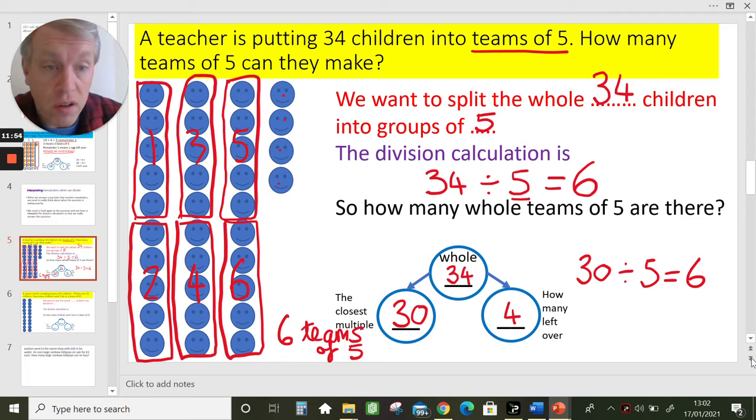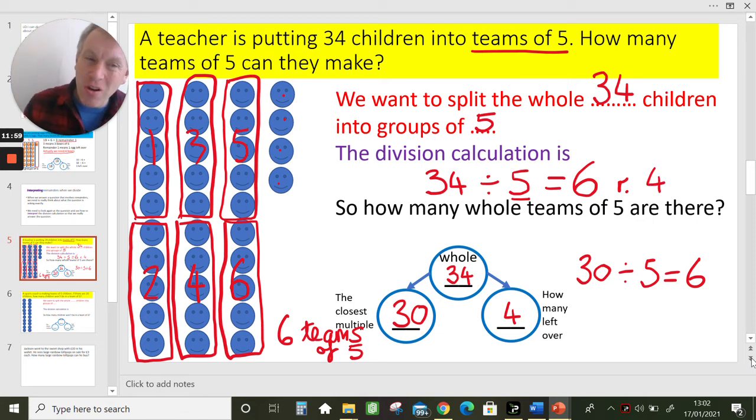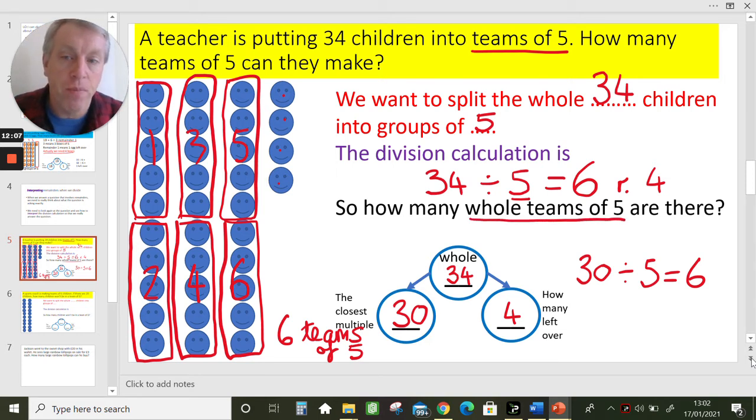But how many left over? 6, remainder 4. But we're not really looking for a remainder 4 kind of answer here. How many whole teams of 5 are there? Well, actually, only 6 teams of 5. So my answer to this question here, how many whole teams of 5 are there? Well, 6 teams of 5. These 4 children don't make a team of 5 at all. Okay.